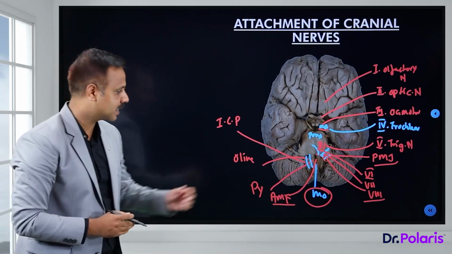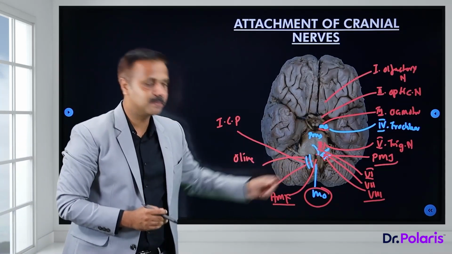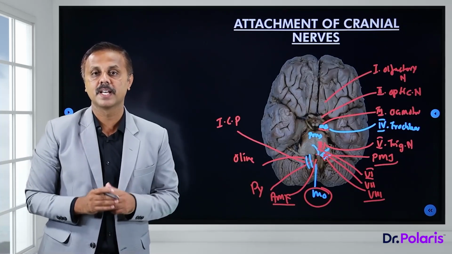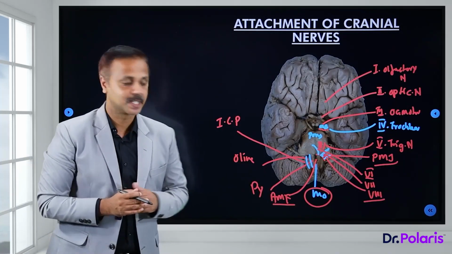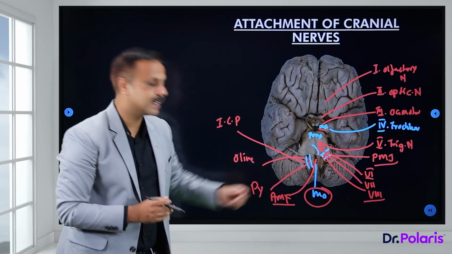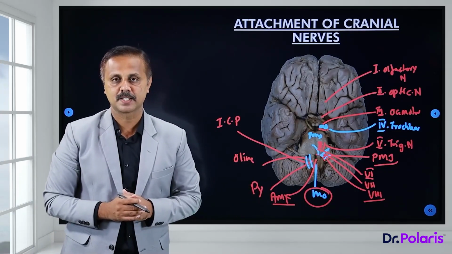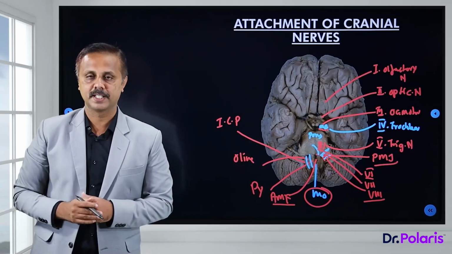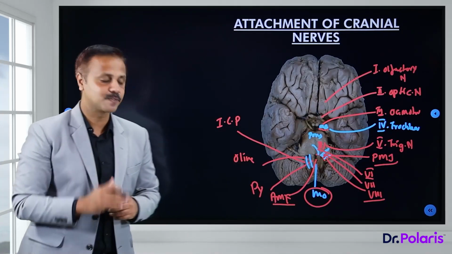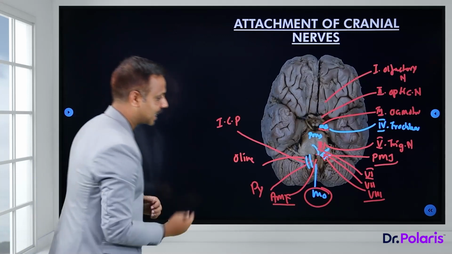Now, what are these sulci? The sulcus that separates the pyramid and the olive, we refer to as the anterolateral sulcus. The sulcus that separates the olive and the inferior cerebellar peduncle is referred to as the posterolateral sulcus. Now, why do we need to know all this? Remember, the last 4 cranial nerves are attached exactly like this.